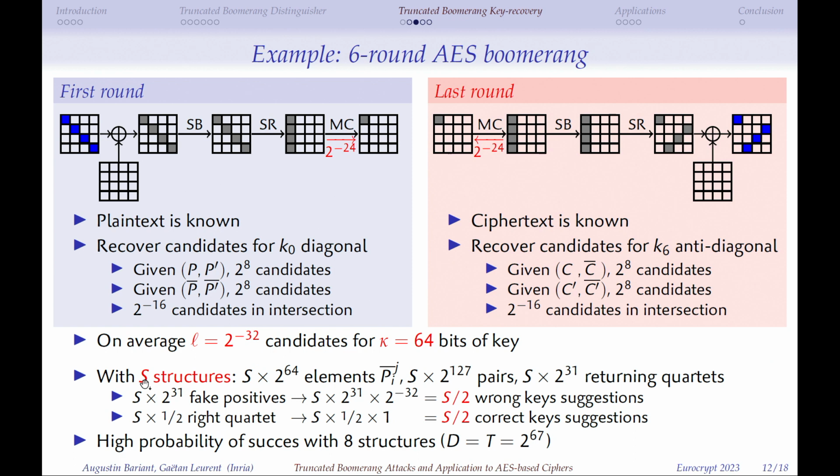So starting from S structures, we have seen already that we have S times 2 to the 31 returning quartets. Most of them are false positives, but they actually only suggest a small number of wrong keys, because most of them don't suggest any key. So we have S over 2 suggestions for wrong keys. And we have S over 2 right quartets, and this gives S over 2 suggestions for the correct key. So it's actually very easy to recognize the correct key, because half of the suggestions are correct. So we get a key recovery attack with complexity around 2 to the 64, with small factors depending on your success rate.